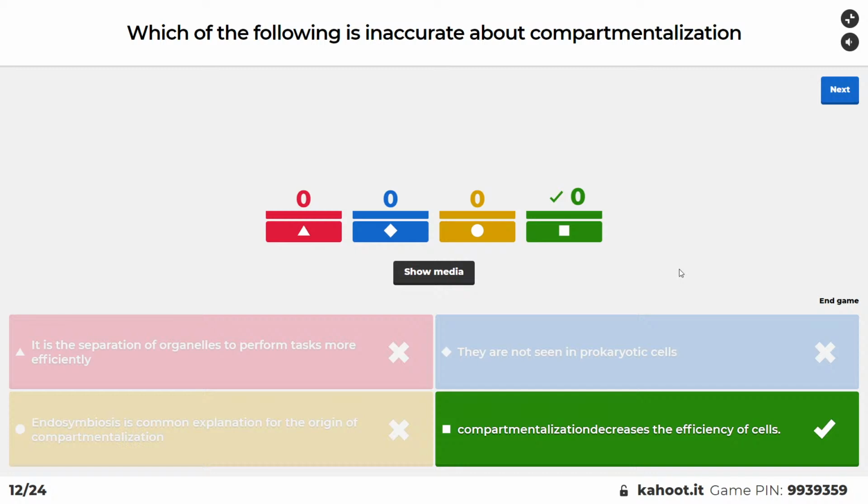Compartmentalization decreases the efficiency of cells. That's not right, because compartmentalization actually increases the efficiency because it splits up the cell into different regions. So, as we talked about before, enzymes function better in different conditions. It can change the acidity and that sort of thing to allow the enzyme to function at its peak. Basically, it has better optimization.